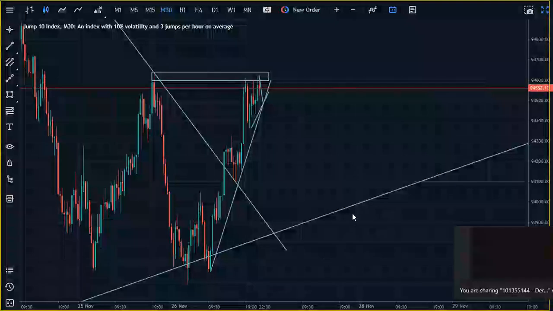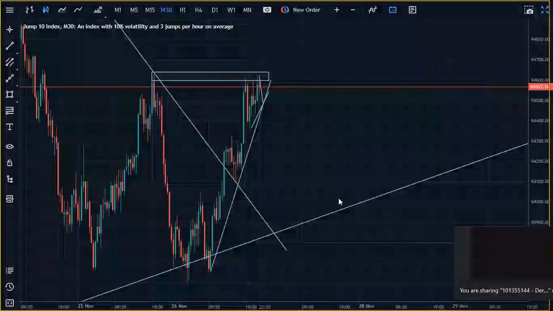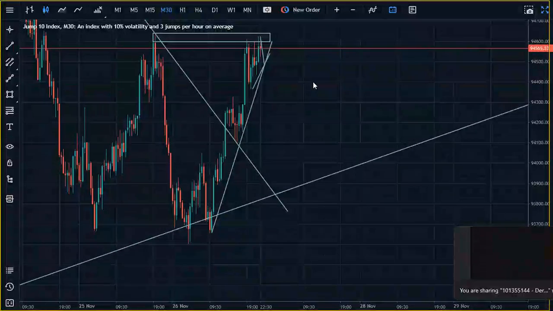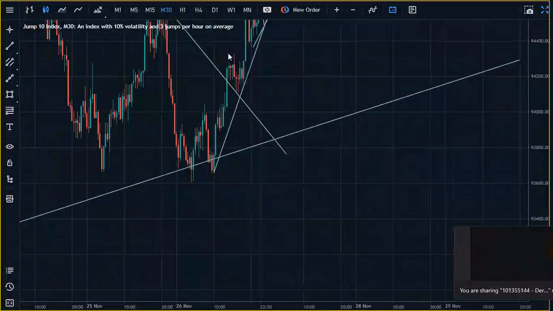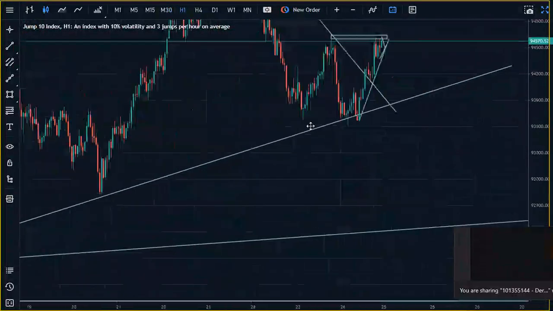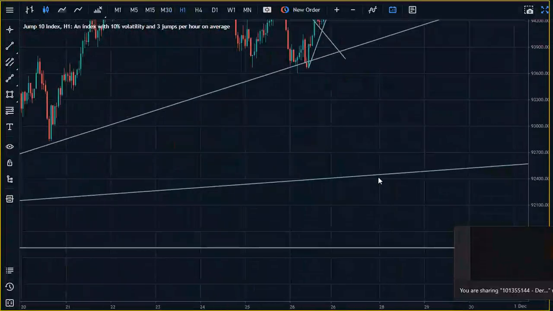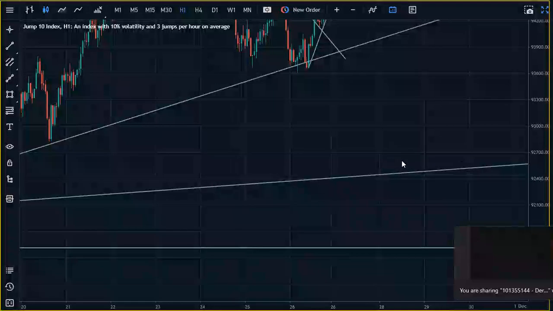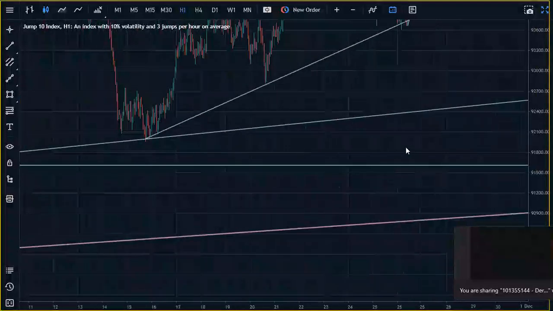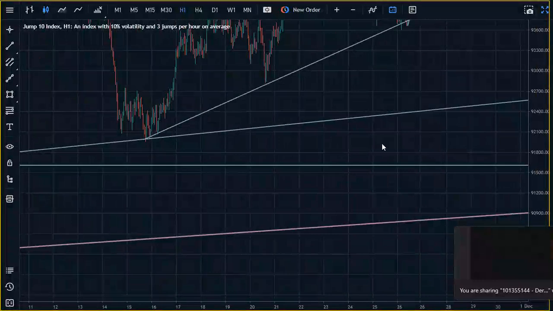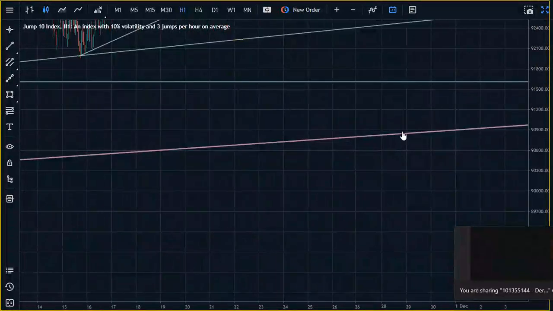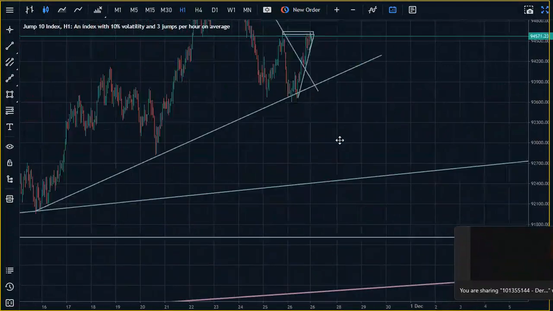Once price invalidates this particular trend line, then we can hold the trade. If you have multiple positions opened, you can hold the trade down to our next TP region. Let me show you. Down to this TP region here, right? If you want to, you can hold it down to this one, or this is the daily time frame trend line.